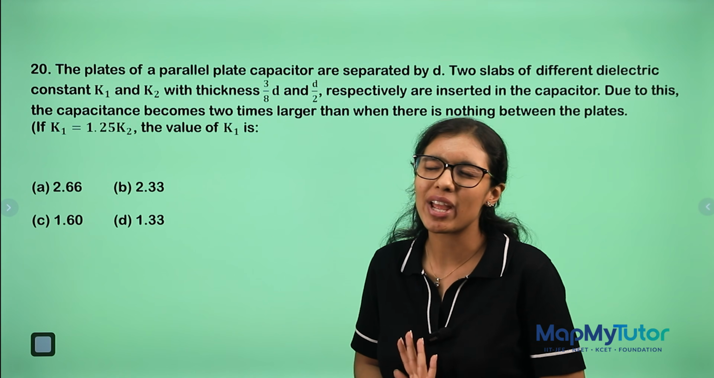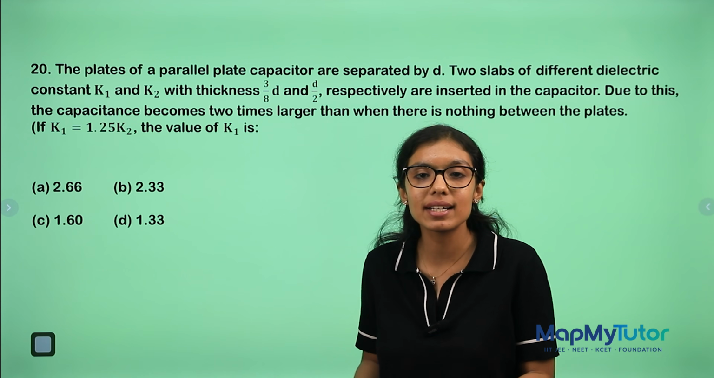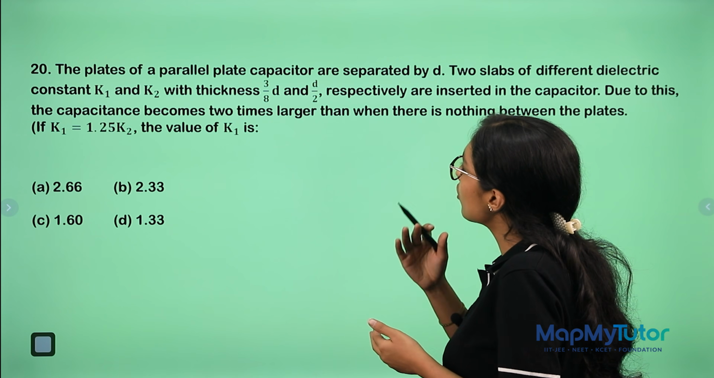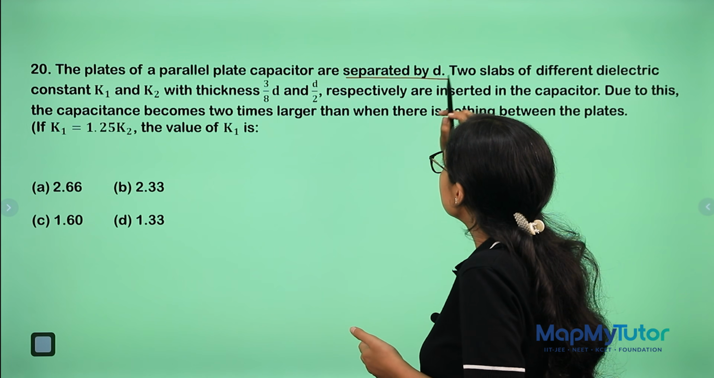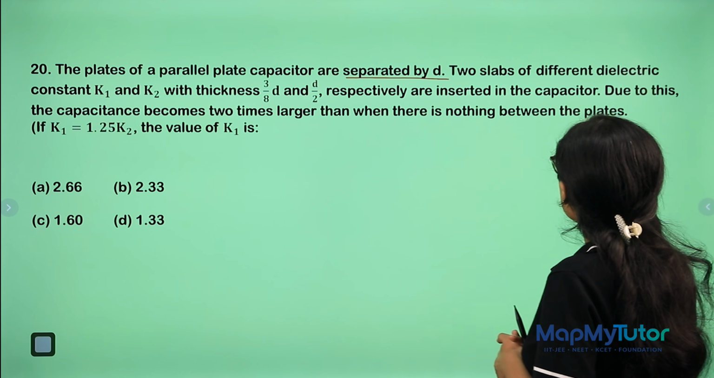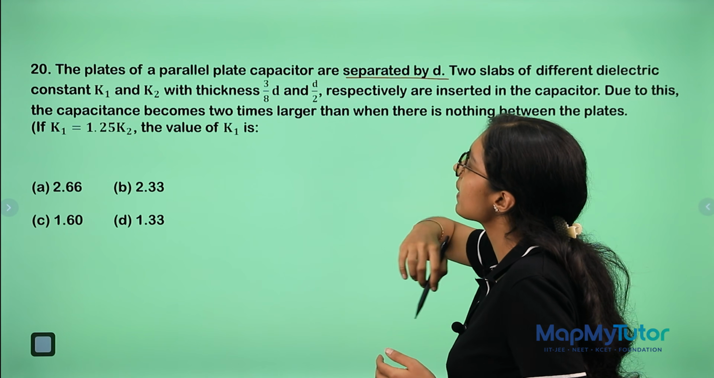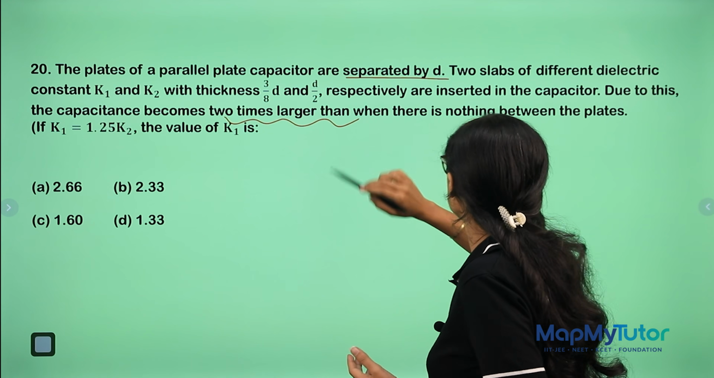Very important question, very famous question. It's asked almost every time, in every examination. Let's read it. The plates of a parallel plate capacitor are separated by distance d. Two slabs of different dielectrics are introduced. Due to this, the capacitance becomes 2 times larger.